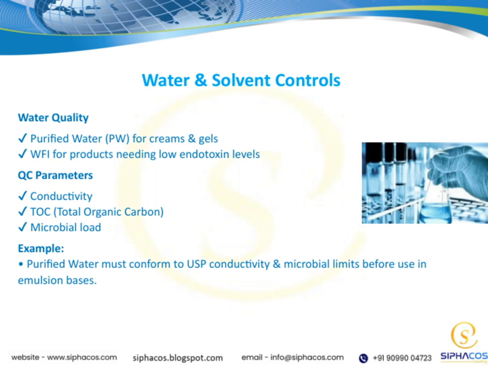For example, purified water must meet specific standards set by the USP, particularly regarding conductivity and microbial limits, before we use it in making emulsion bases. Ensuring these parameters are within limits is essential for maintaining product quality and safety throughout the manufacturing process.